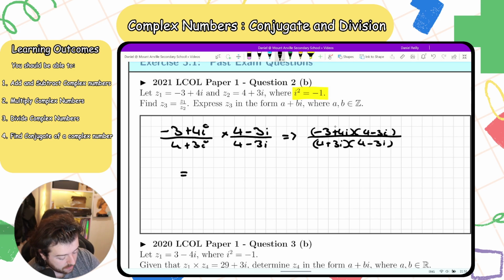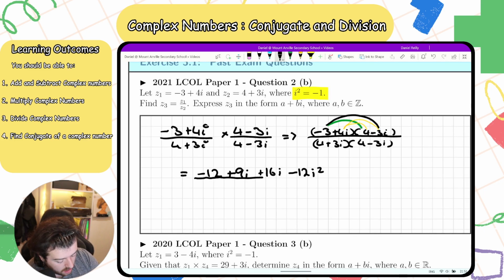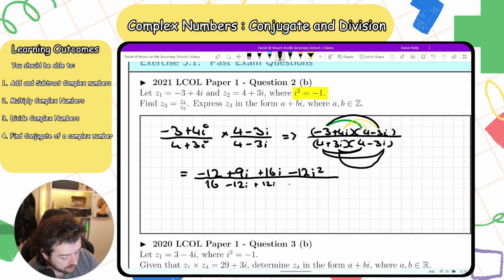Multiply the top brackets. I'm going to have minus 3 times 4 is minus 12. Minus 3 times minus 3i is plus 9i. 4i times 4 is 16i. And then 4i times minus 3i is minus 12i squared. All over: 4 times 4 is 16. 4 times minus 3i is minus 12i. 3i times 4 is plus 12i. 3i times minus 3i: 3 times minus 3 is minus 9, and i times i is i squared.